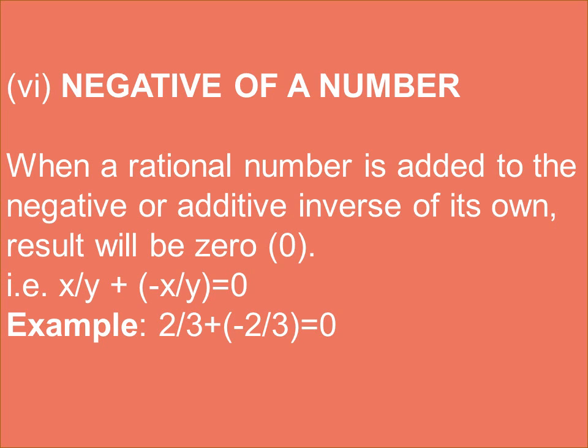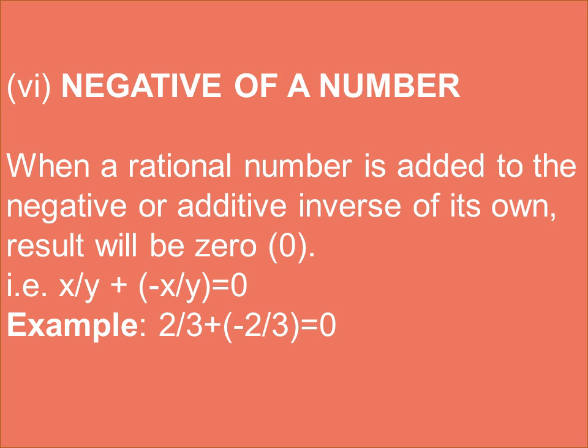Next is the negative of a number, or we can say the additive inverse of a number. When a rational number is added to the negative or additive inverse of its own, the result will be 0. Here, like you can see in the example, the rational number is 2 by 3 and its negative, that is additive inverse, is minus 2 by 3.